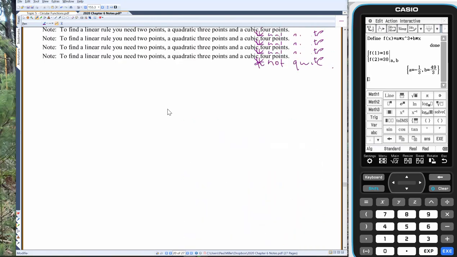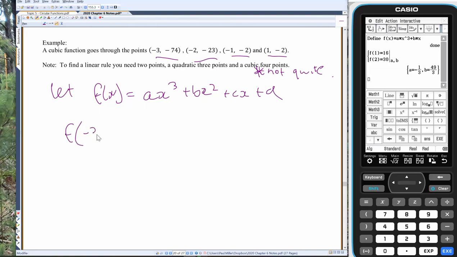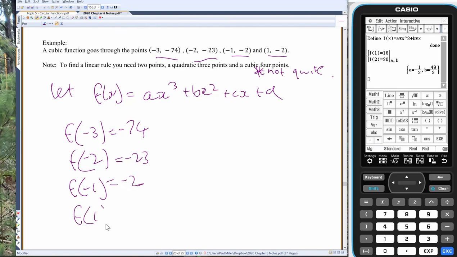And so what we're going to do is say let f(x) equal ax cubed plus bx squared plus cx plus d. Then we're going to say f(-3) equals -74, f(-2) equals -23, f(-1) equals -2, and f(1) equals -2. Now, after we simultaneously solve that, we're going to get a equals, b equals, c equals, and d equals.